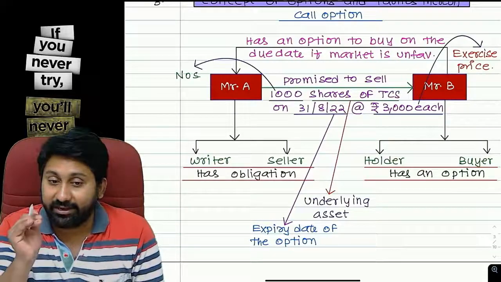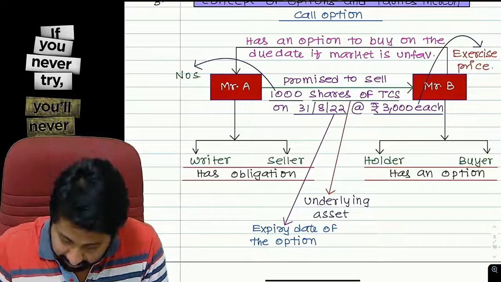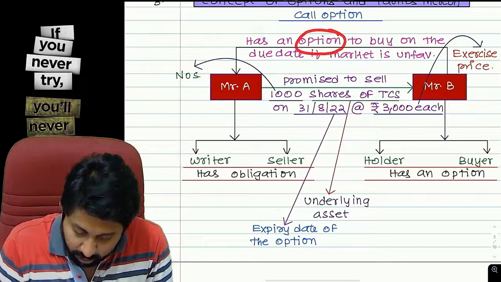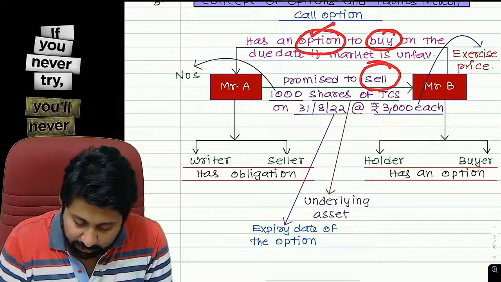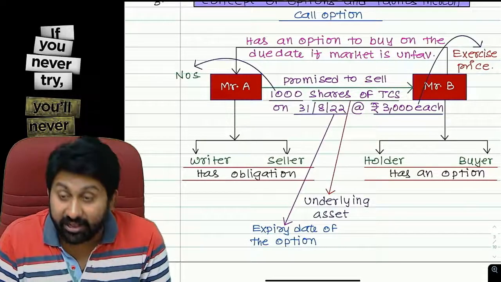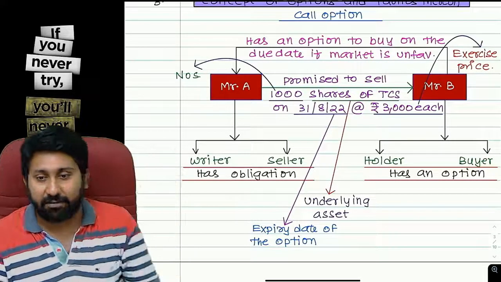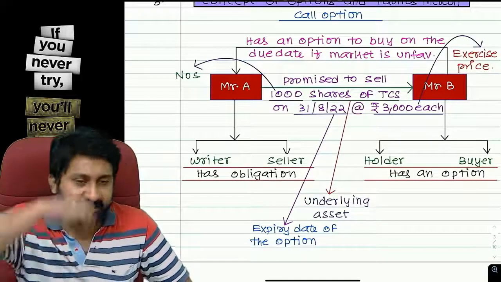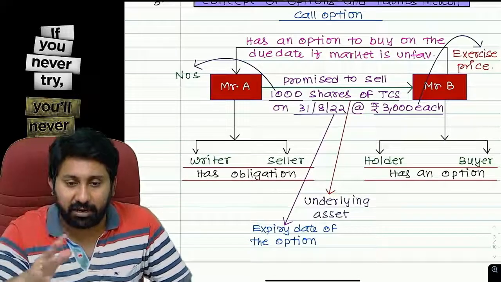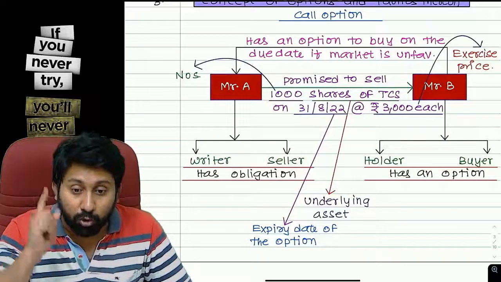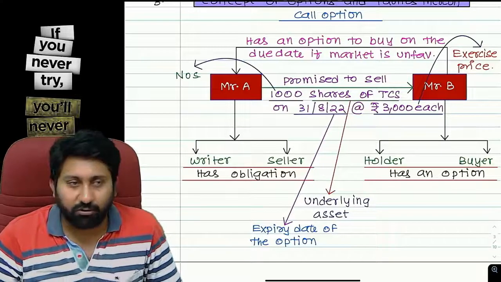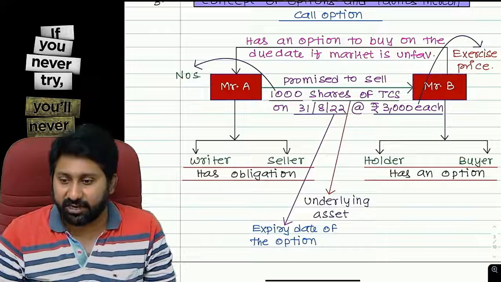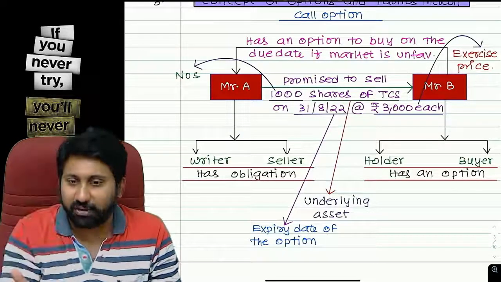Now from right to left you see. B has an option to buy. You are selling now, I have an option to buy on the due date if the market is unfavorable. Means what? B has to buy. Buying is inevitable. I can't stop buying. But from whom to buy is the question now. I have to buy from the open market or from Mr. A, that is the point of discussion.